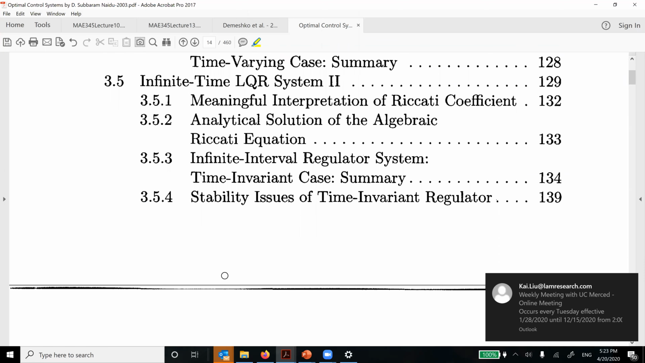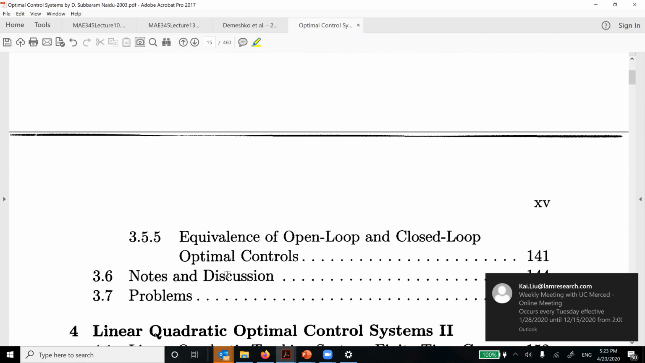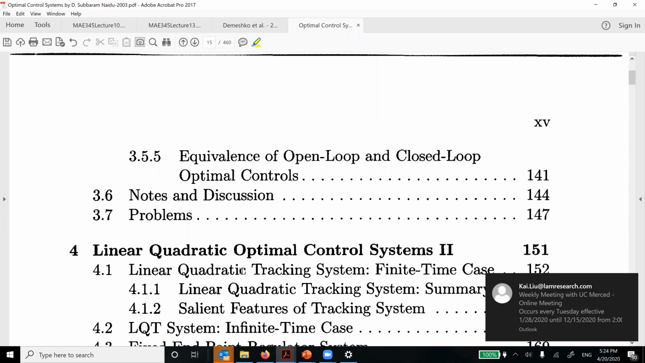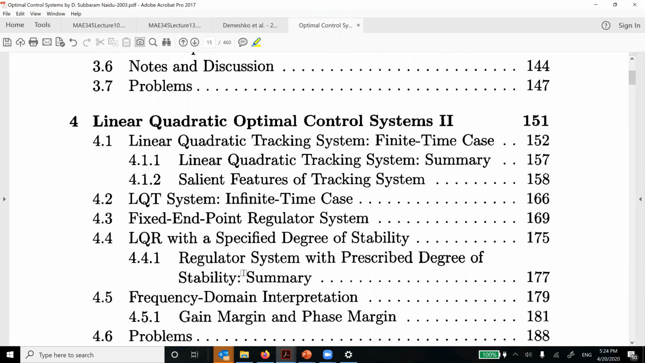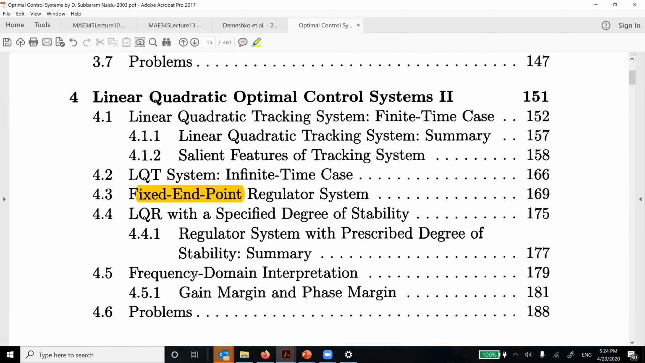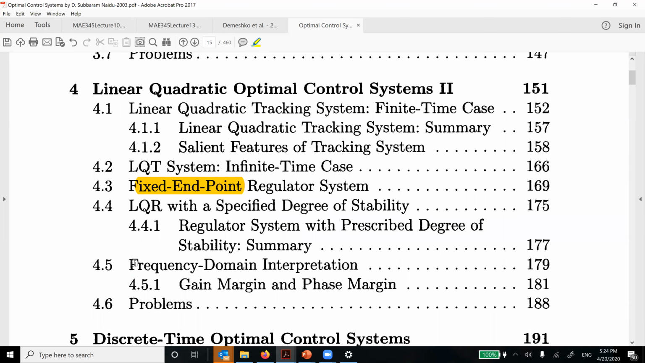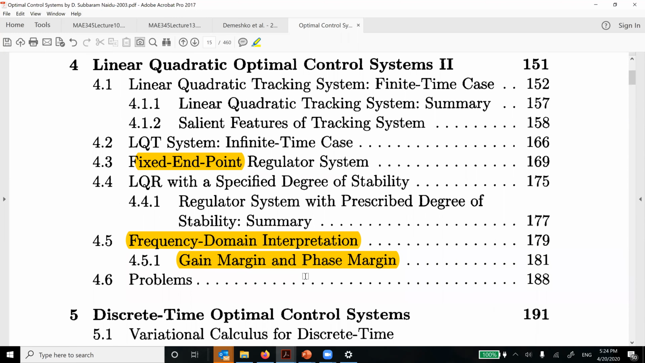This has much better coverage of LQR, with in-depth discussions about fixed endpoint and many other topics, and also frequency domain interpretations, like gain and phase margin. These can be connected as well.